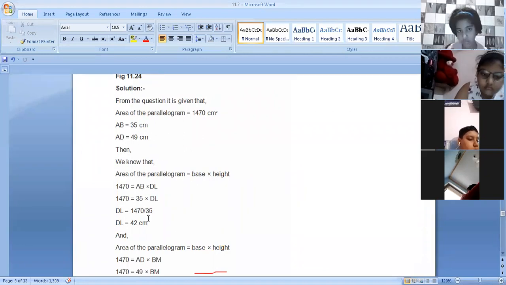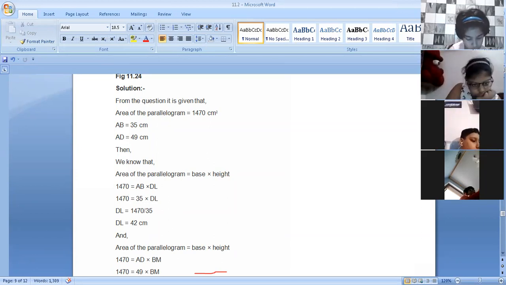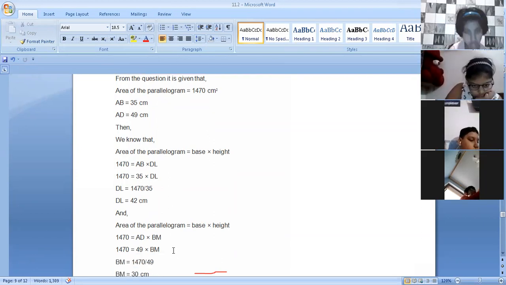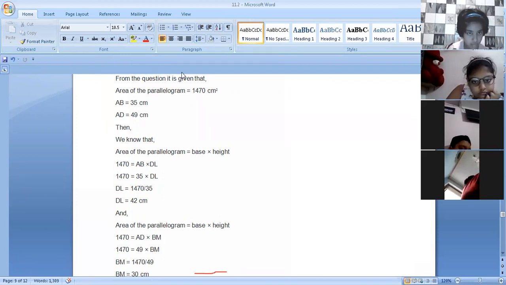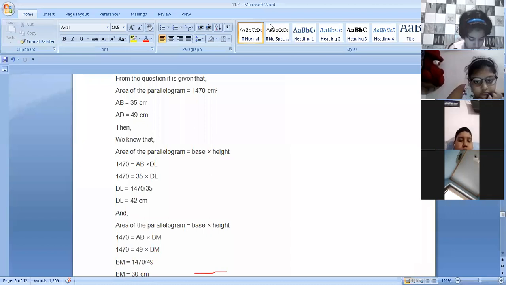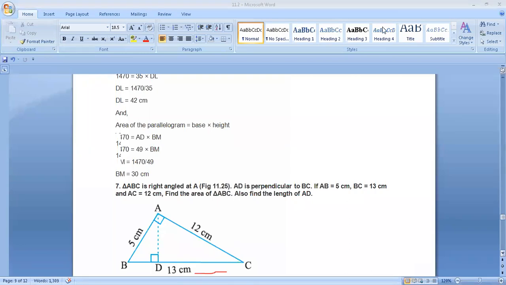And in the B part, base is again given, 49. We have to find the height. So again, we will divide 1470 by 49. We will get 30 centimeter. So BM is 30 and DL is 42. Yes, right, Anshika, Anupriya, that's the right answer. 30 centimeter is the correct answer. Clear, children? Jessica, read next.